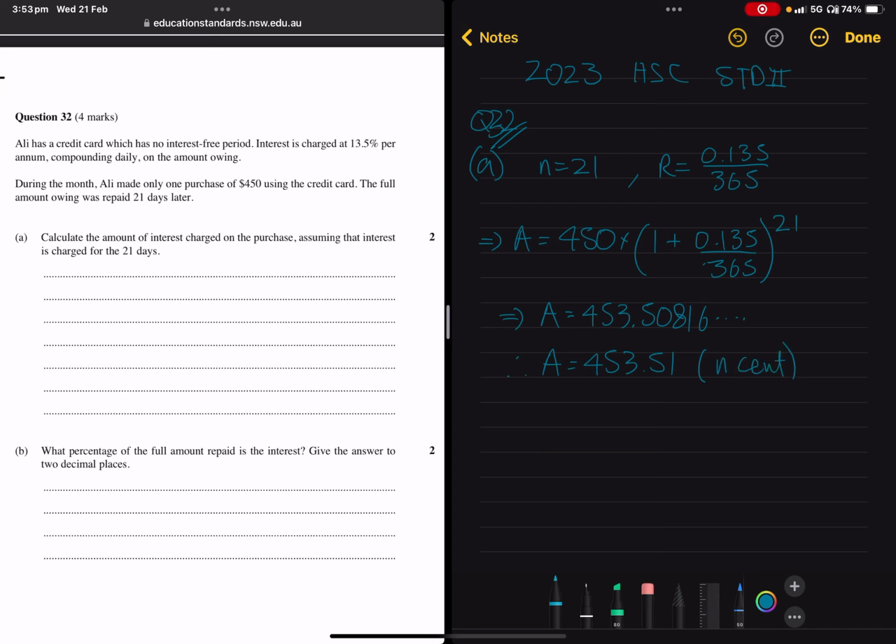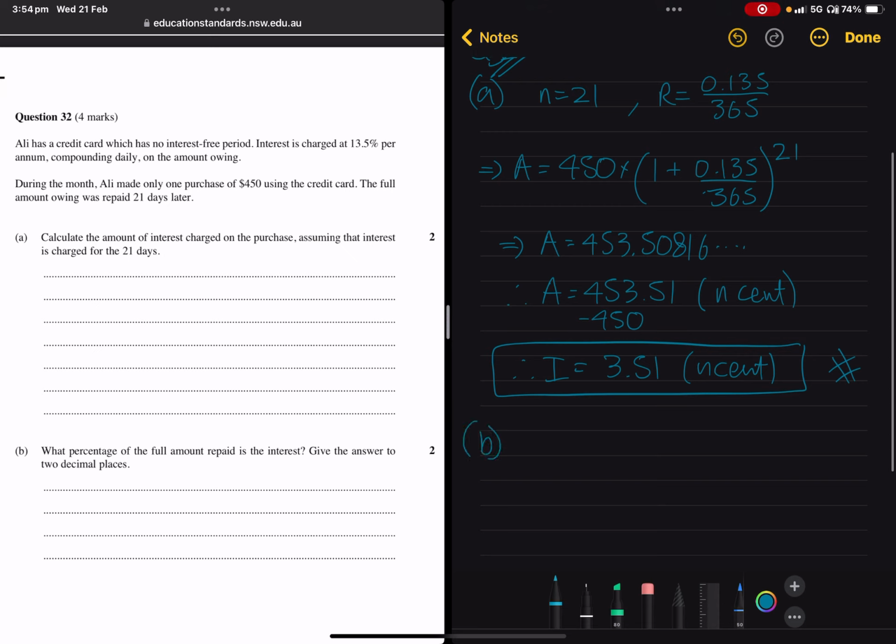And the question asked us to calculate the interest, so we have to minus 450 from this. So this means the interest is going to be $3.51 to the nearest cent. So this will be the answer to part A.